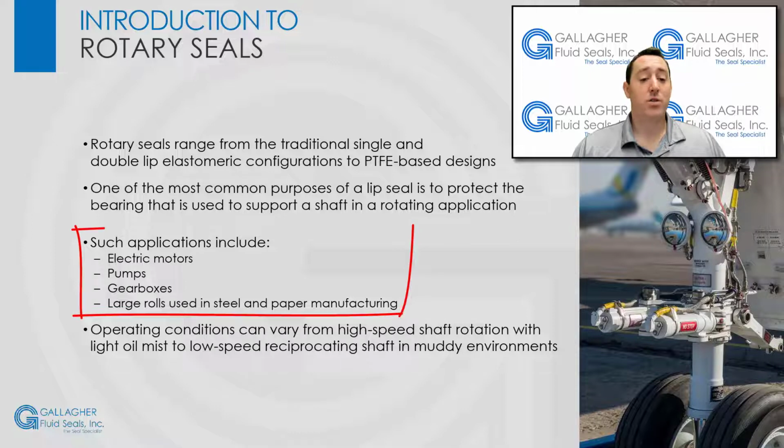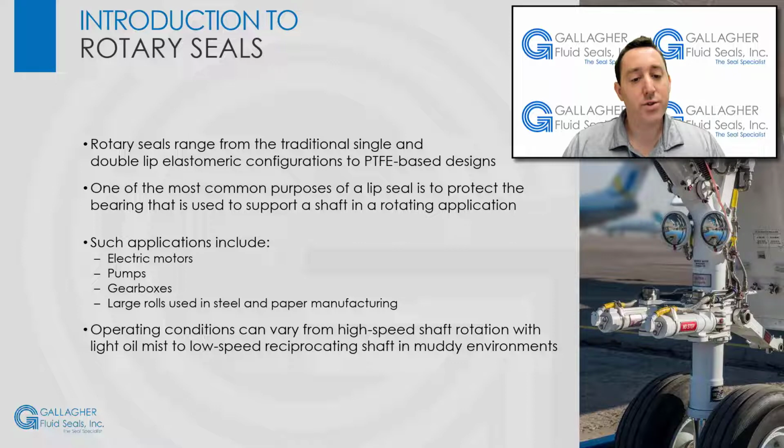Such applications include electric motors, pumps, gearboxes, and large rolls used in steel and paper manufacturing, amongst countless others. Radial lip seals are used throughout different industries in a variety of applications under a wide range of operating conditions. These conditions can vary from high-speed shaft rotation with light oil mist to low-speed reciprocating shaft in muddy environments. Radial lip seals are found sealing lubricant oil in high-speed crankshaft applications for gasoline and diesel engines that operate from the tropics to the Arctic, in submarines, oil tankers, spacecraft, windmills, steel mills, paper mills, refineries, farm tractors, appliances, and automobiles. They can be found in anything that has a rotating shaft.